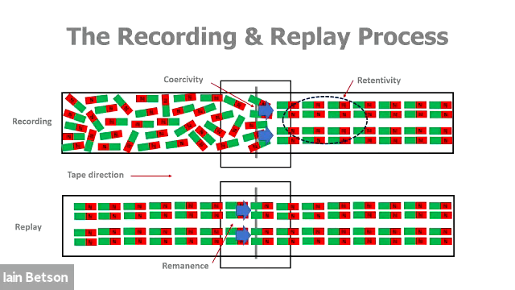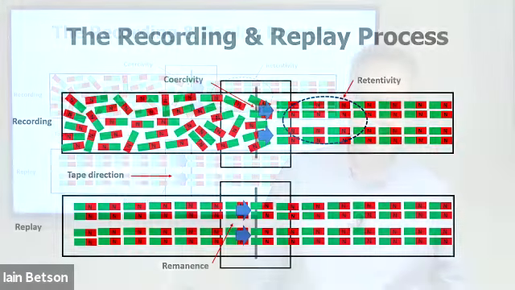Looking at the recording and replay process, how all those three terms figure, we've got coercivity. As you can see, that's the blue lines coming out there, magnetic waves coming out and going onto the tape. Retentivity, as the tape's gone past and been magnetized. And finally, on the diagram at the bottom, replay, the magnetic poles or magnetic flux from the recorded tape going back into the replay head, our remanence.